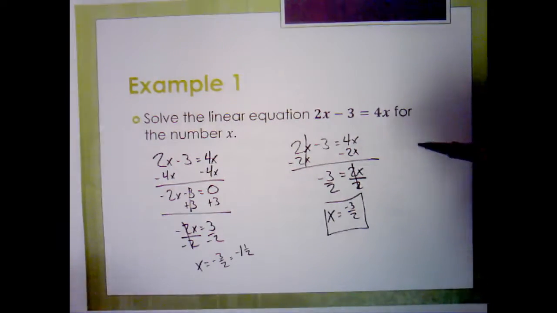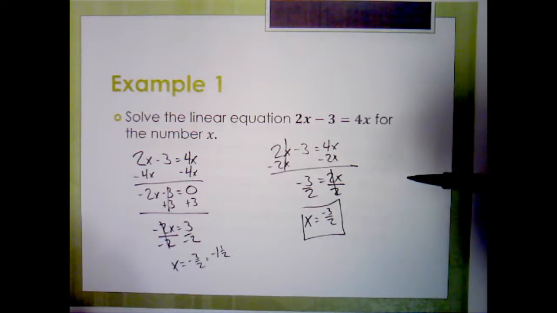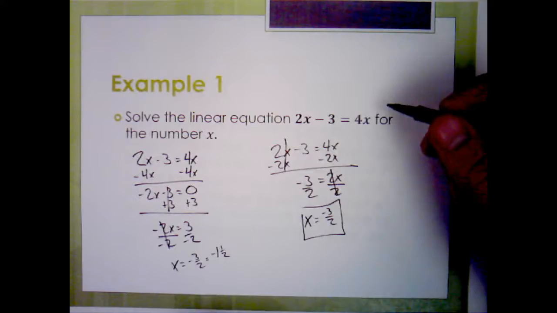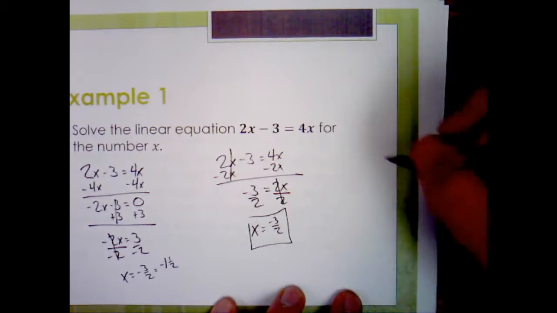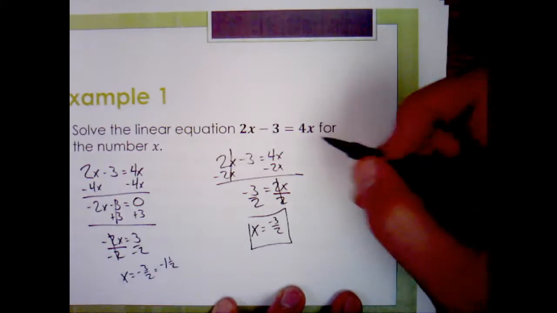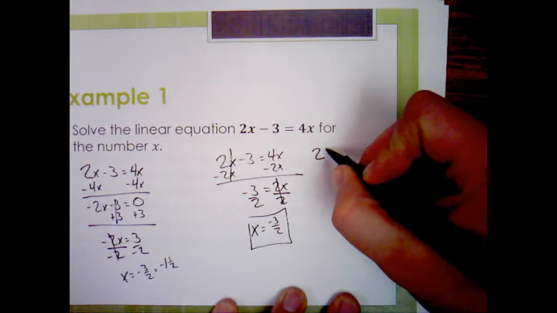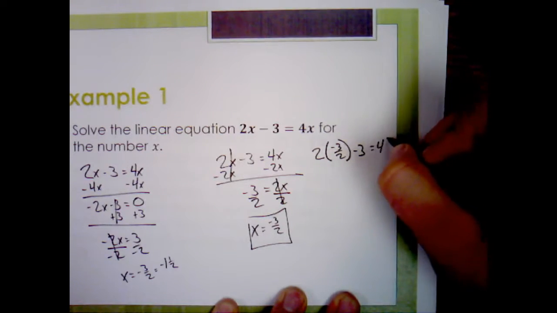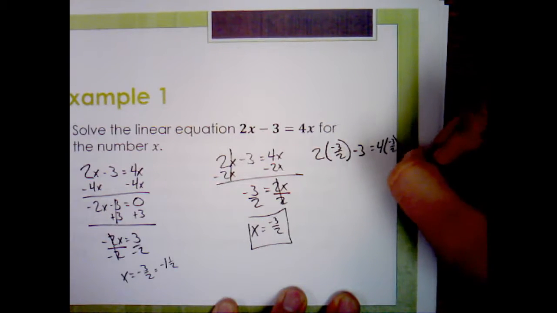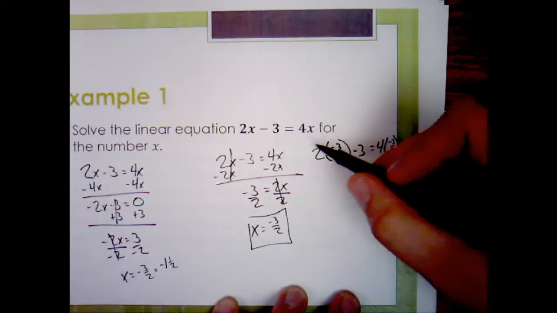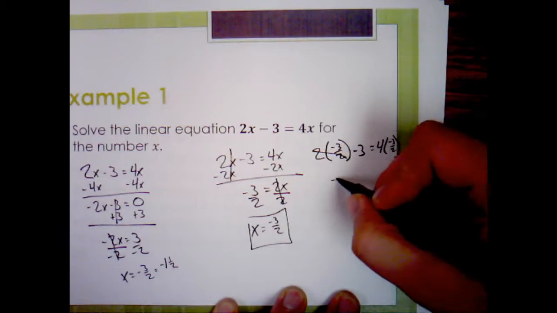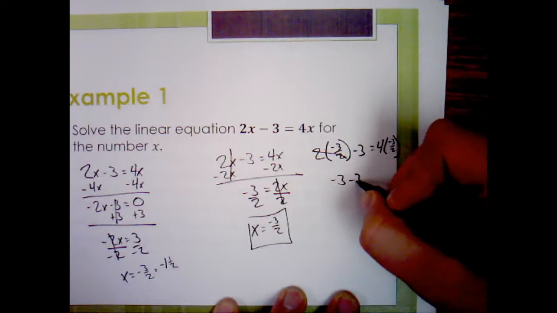So I know that when x is equal to negative 3 over 2, this equation will be true. If you want to check your answer, all you need to do is plug it back in to the equation, just like we did yesterday, to see if it makes the equation true. So 2 times negative 3 over 2 minus 3 is equal to 4 times negative 3 over 2. So here, 2 times negative 3 over 2, this cancels. I'm left with negative 3 minus 3.